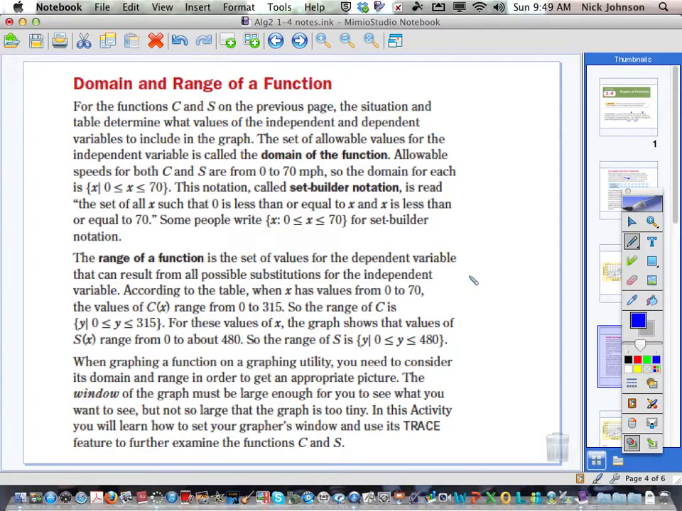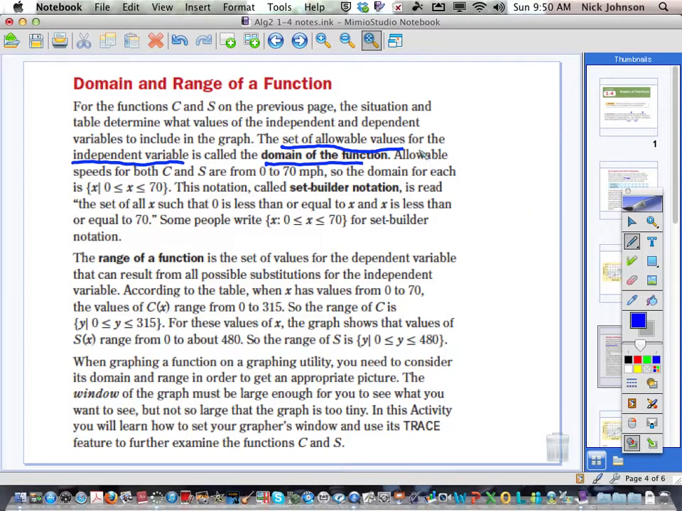Domain and range. For the functions c and s on the previous page, the situation and table determine what values of the independent and dependent variables to include in the graph. The set of allowable values, this is what you need to know. The set of allowable values for the independent variable is called the domain. So it's what values you can put into x.